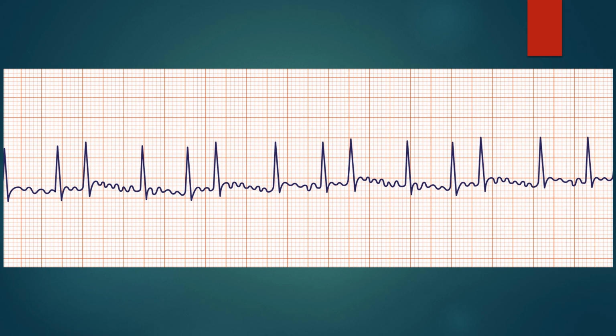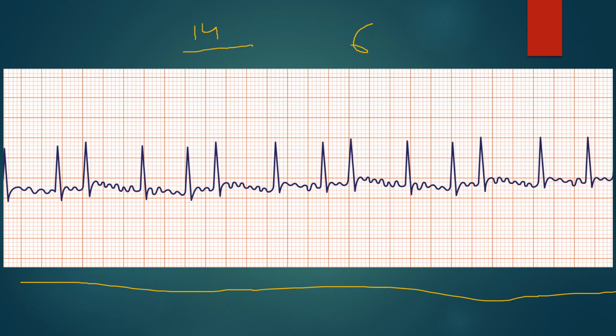Likewise, here there are 30 big squares. That is the count of 6 seconds. Then we have to multiply these QRS complexes by 10. We have to count them because the ECG paper will travel 30 large squares in 6 seconds. Then in 60 seconds, we will multiply by 10. Here there are 14 QRS complexes in 6 seconds. Then in 60 seconds, there will be 140. The heart rate will be 140.